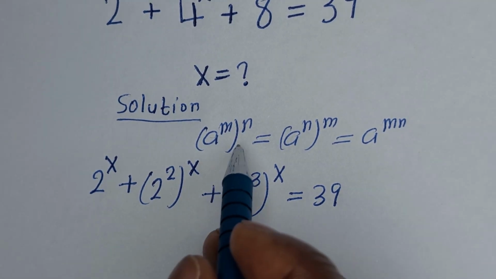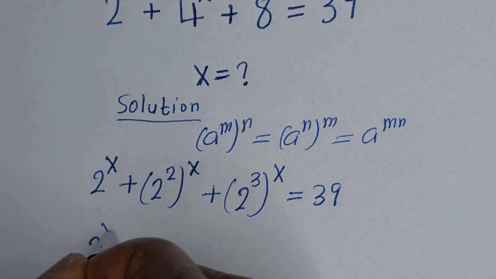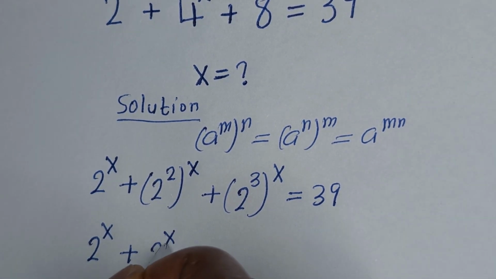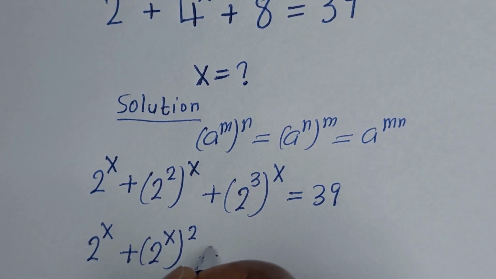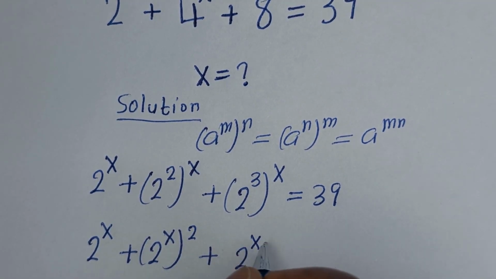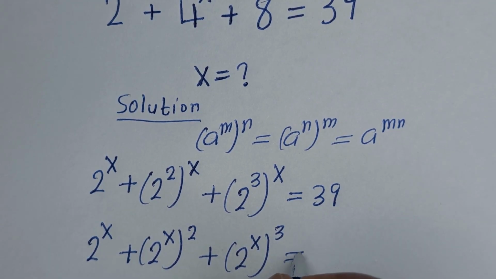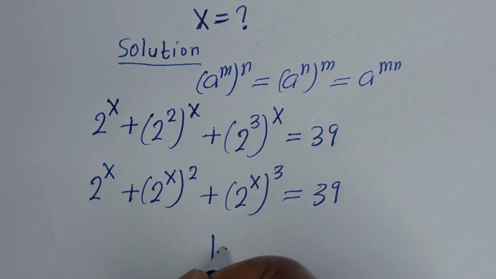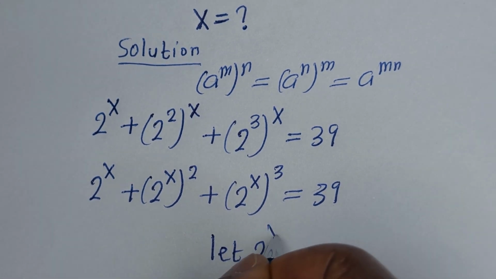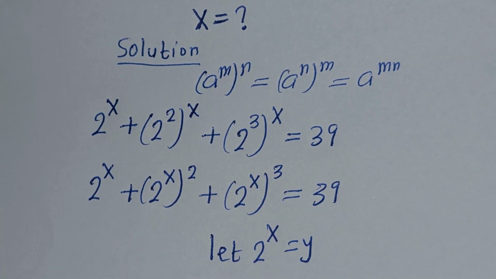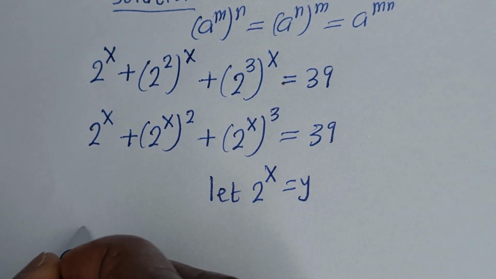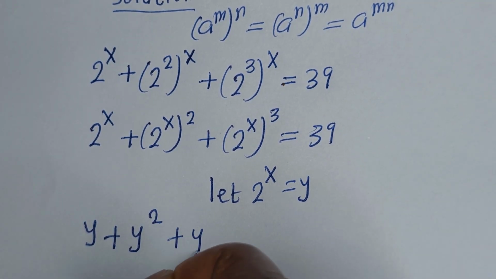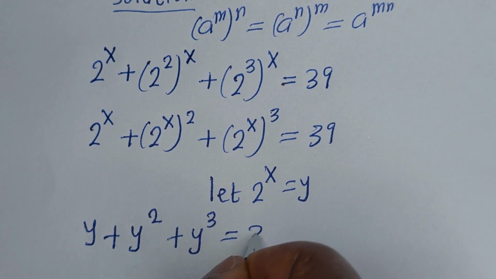Then here, from this rule, we have 2 raised to power x plus this can be written as 2 raised to power x square plus 2 raised to power x raised to power of 3 is equal to 39. Now let 2 raised to power x is equal to y. And here we have y plus y square plus y raised to power 3 is equal to 39.